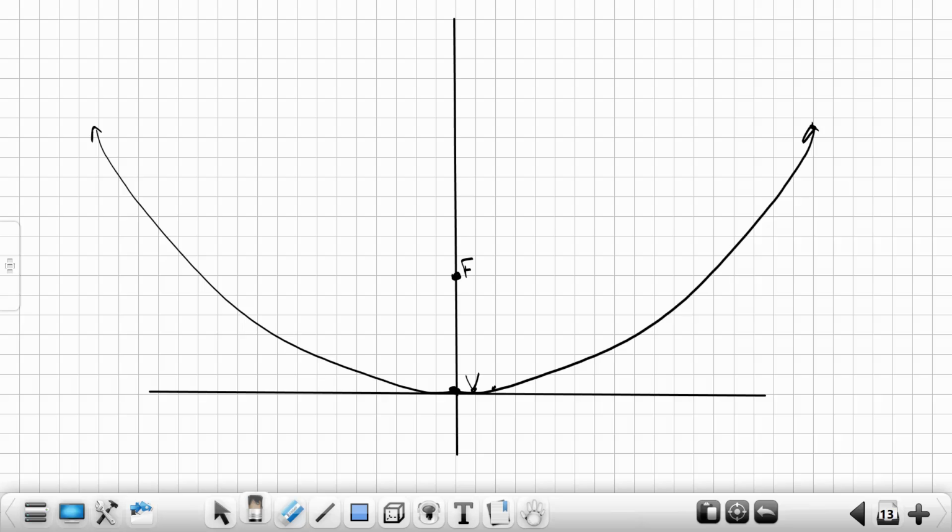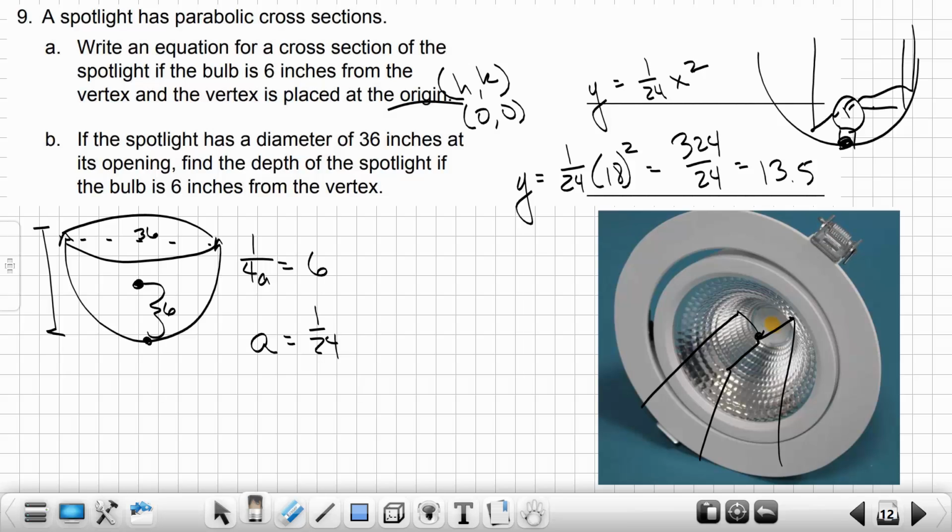It didn't ask us to graph it, but there would be our spotlight. And notice, guys, once again, that focus of 6 is really far away. And the further away your focus gets from your vertex, the wider that parabola gets, right? So that 6 focus really turned into a super wide parabola. And there you go.